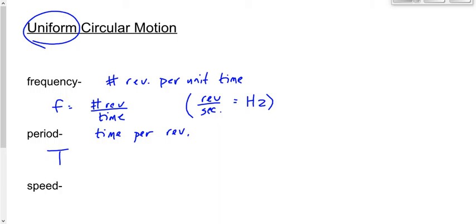The equation would be time over the number of revolutions. It's the exact inverse of the frequency equation. The units would be, well, sometimes we say seconds per revolution, but usually we just call it seconds. So the period would be measured in seconds, usually, almost always.